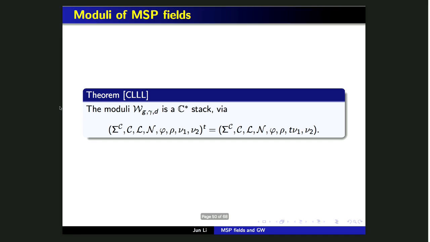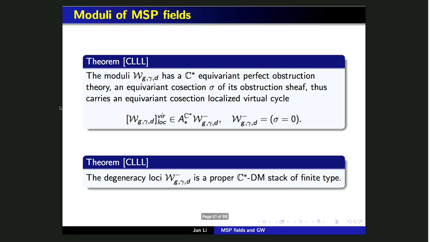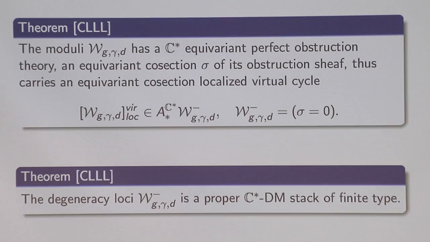And then you can add a C star action on it. You just scale the last one, because we want to use the C star localization to study this. So this has a perfect obstruction theory, and it has equivariance. The key point is that the cosection only involves the previous fields, the phi and the rho, but this C star action only acts on the last two fields. So the cosection is C star equivariant.